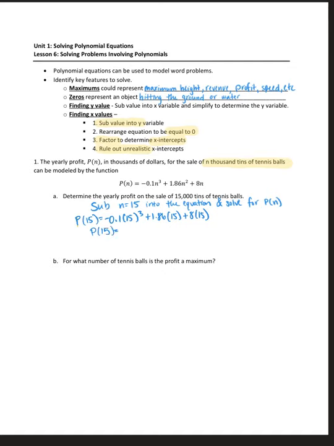And when we do, we get 15 to the power of 3 times negative 0.1, which is going to be negative 337.5, plus 1.86 times 15. Sorry, that 15 should be squared. So 15 squared times 1.86 is going to be 418.5, plus 8 times 15, which is 120. So we simplify all that and we should get 201.